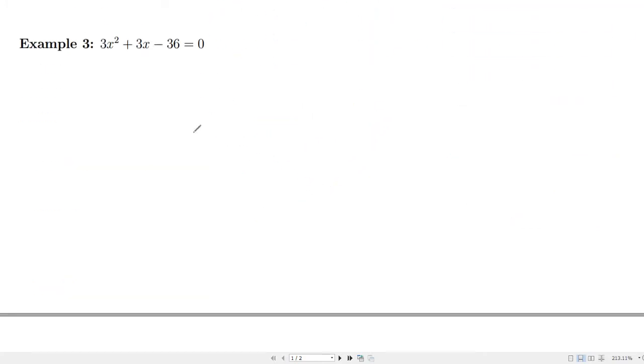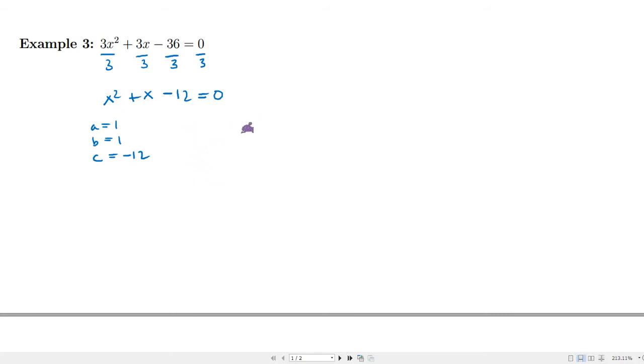Okay, next problem, we have 3x squared plus 3x minus 36. Notice again we have a common factor of 3 here. So we could divide everything by 3, and that will definitely make things simpler. So we'll get x squared plus x minus 12, right? Okay, and this is definitely simpler, right? Because now a is 1 and b is 1, whereas before it would have been 3 and 3, and who wants to deal with that if you can make it simpler, right?